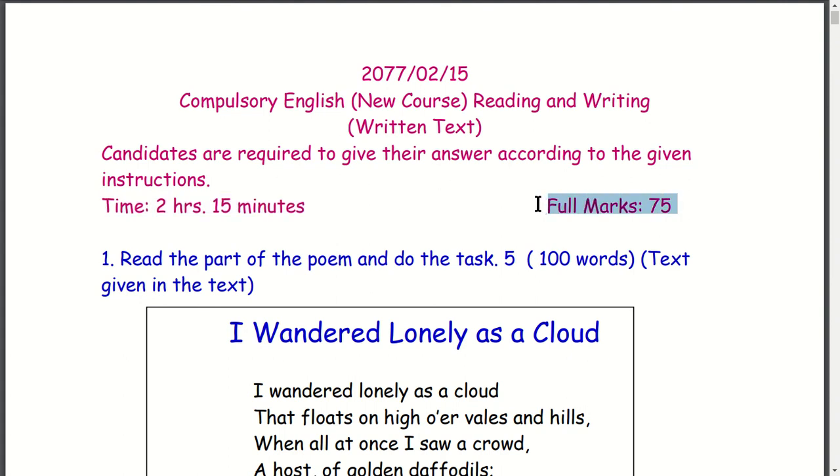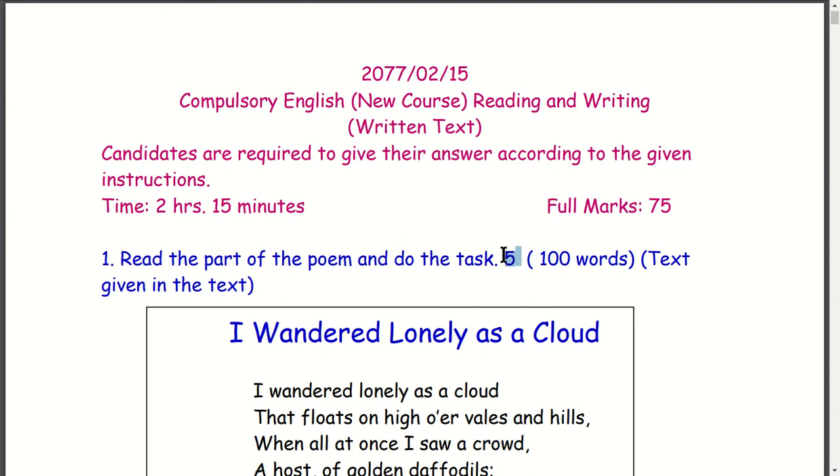The first question, let's see here. This is the first question, reading text: read the part of the poem and do the task. This is part of the poem because generally this text is not so long, it is around 100 words. Generally, if a question in the examination is from a poem, then not the full poem but a part of the poem is asked.